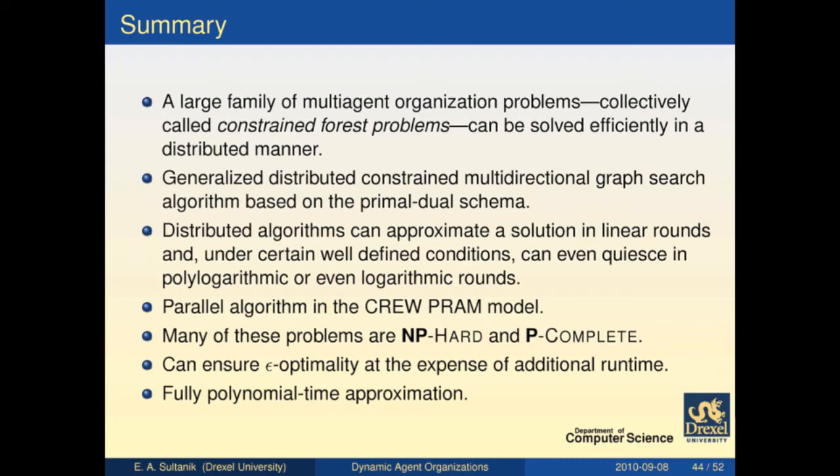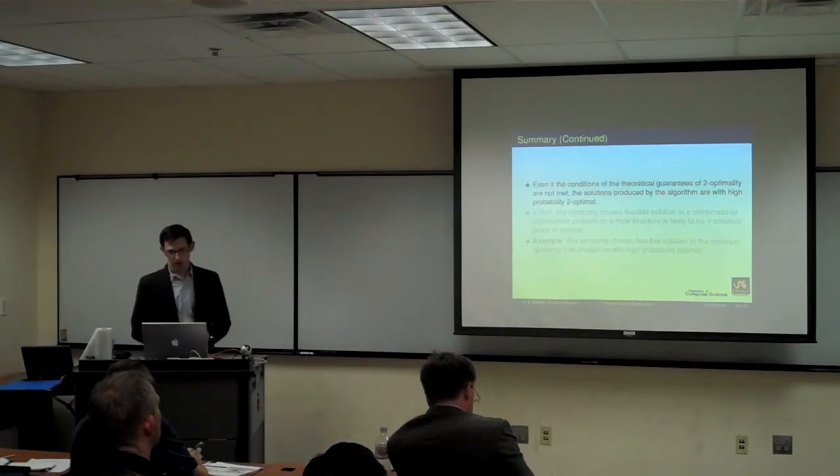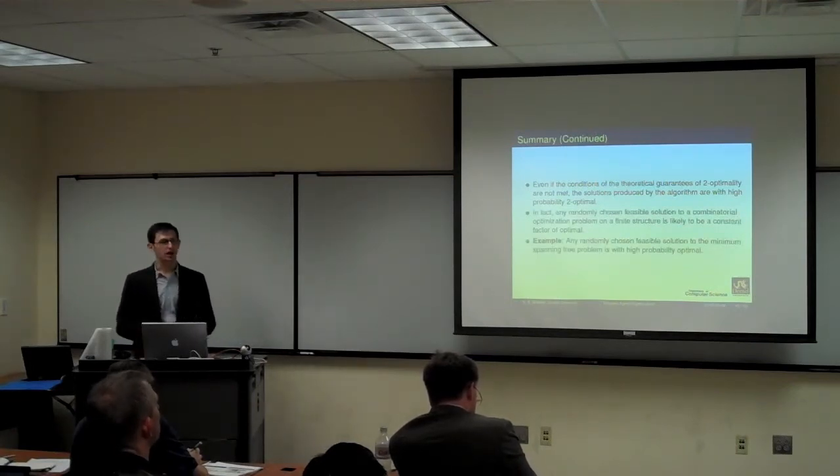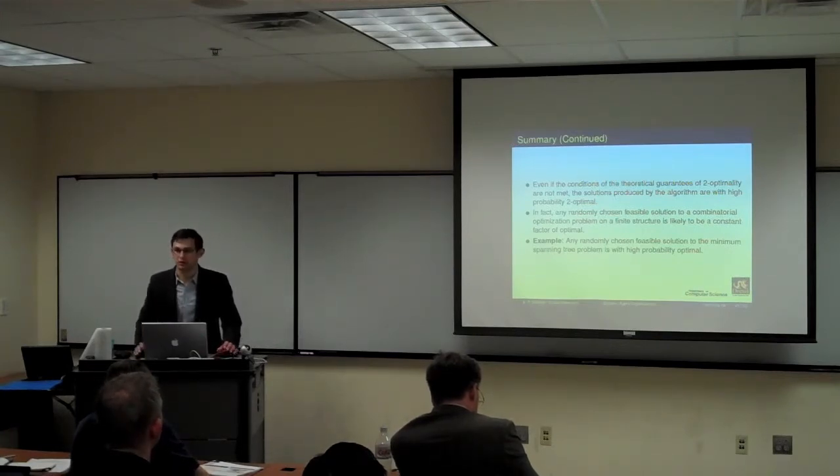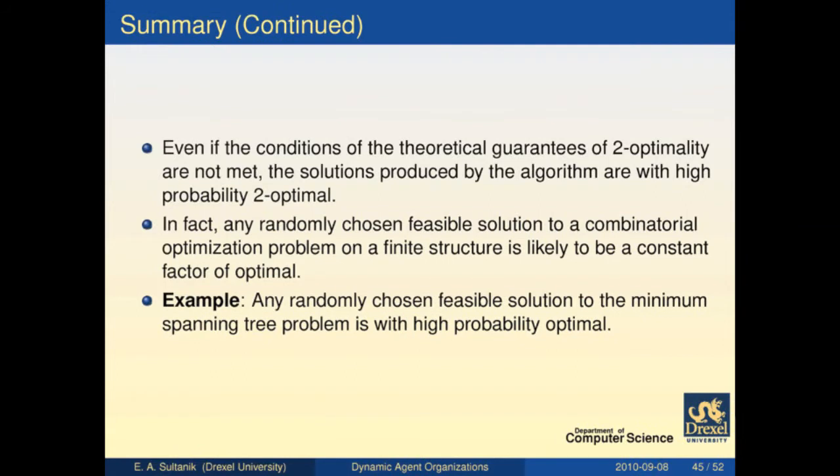Now, most importantly, we can ensure epsilon optimality at the expense of additional communication errors, which means that this is a fully polynomial time approximation method. And even if we cannot ensure the conditions that allow for the theoretical bound of 2 optimality to hold, we have a probabilistic argument that for any finite combinatorial optimization problems, any feasible solution is likely to be a constant factor of optimal.